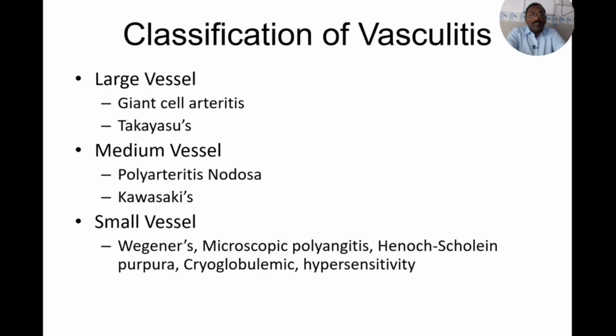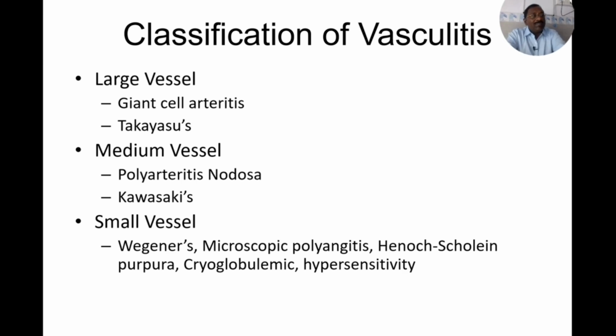For the medium vessel, you have PAN, that is polyarteritis nodosa, and Kawasaki disease. Polyarteritis nodosa is more common in middle-aged individuals, whereas Kawasaki disease is common in children less than 5 years of age, commonly presenting with a cardiac problem. So that is Kawasaki disease.